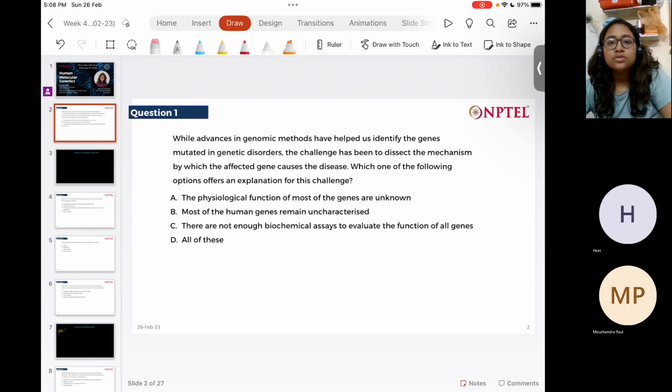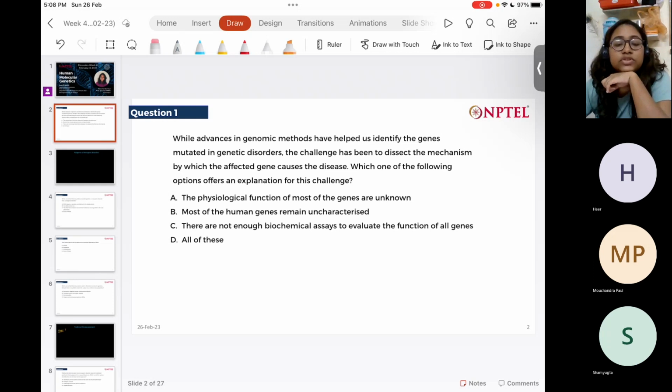Sure. The first option says the physiological function of most of the genes are unknown. The second option is most of the human genes remain uncharacterized. The third, there are not enough biochemical assays to evaluate the function of all genes. And the last one is all of these. So these are the possible challenges which people have come across while identifying the mutated genes that are actually involved in a genetic disorder. What do you think will be the answer then?